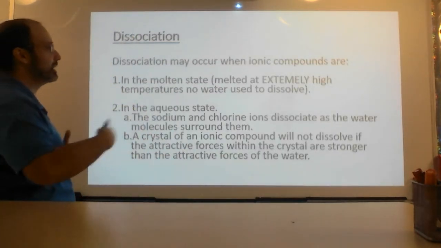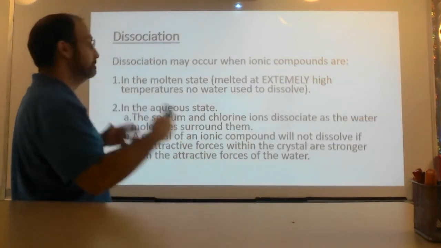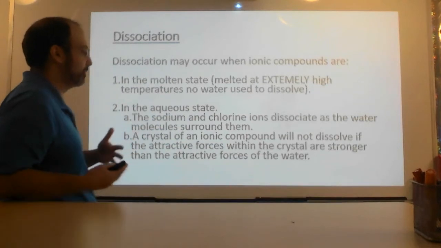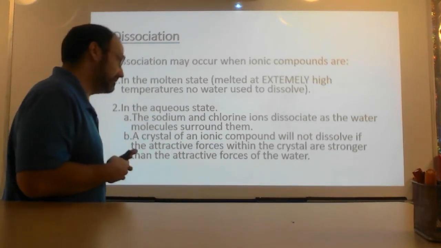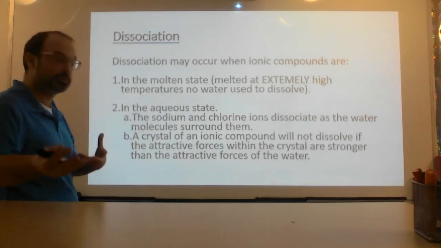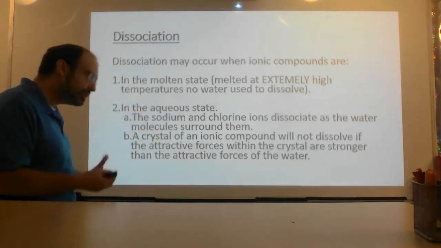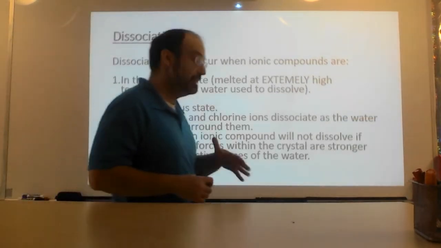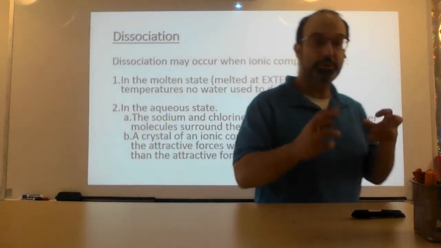Dissociation may occur when ionic compounds are in the molten state, melted at extremely high temperatures with no water at all, or in the aqueous state. So sodium and chloride ions dissociate as the water molecules surround them and pull them apart, just as we just discussed. A crystal of an ionic compound will not dissociate if the attractive forces in the crystal are stronger than the grip of the water.